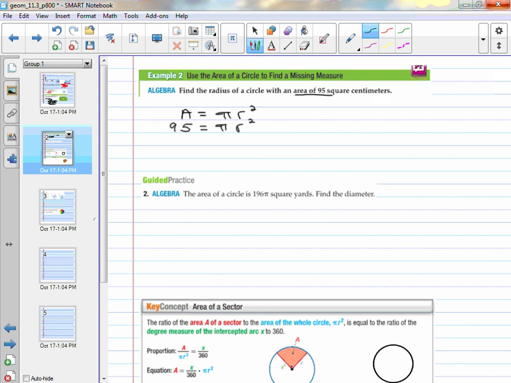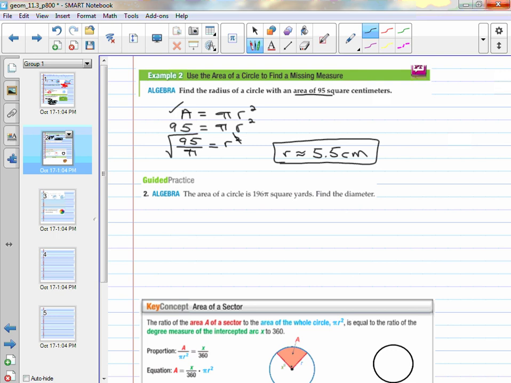How would I get rid of the pi? Divide by pi. I'm just going to write it down. You can start doing it in your calculator. Now that equals r squared. How would I get r? Square root. We want to take the square root of this, and that would get rid of the square part. So the radius is approximately what? 5.5? Yeah. 5.5.